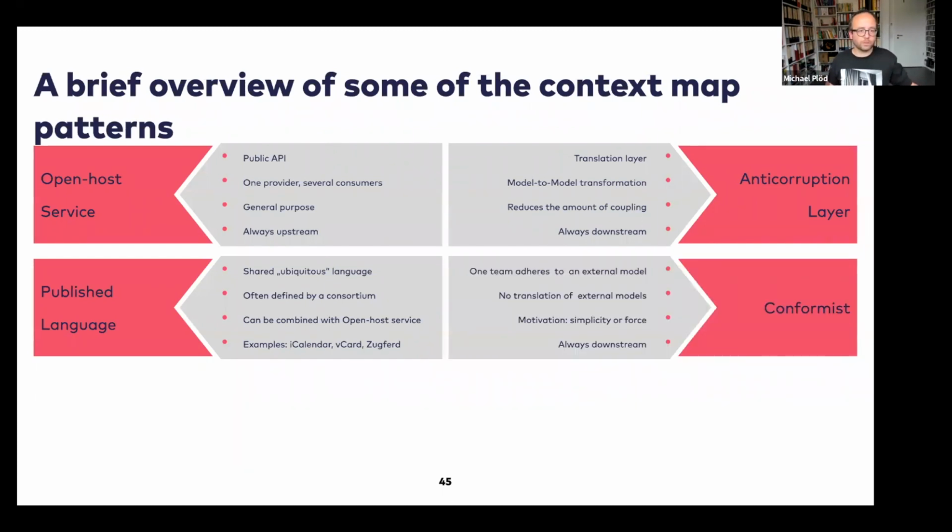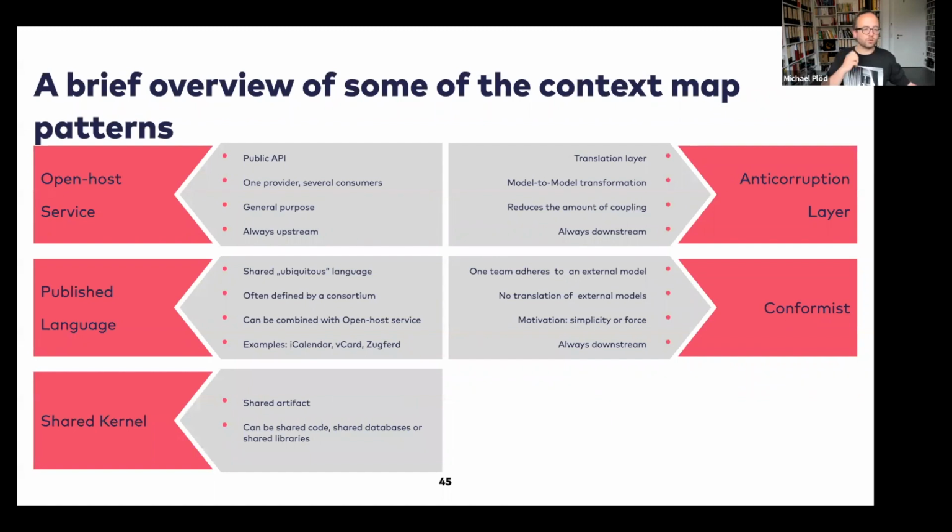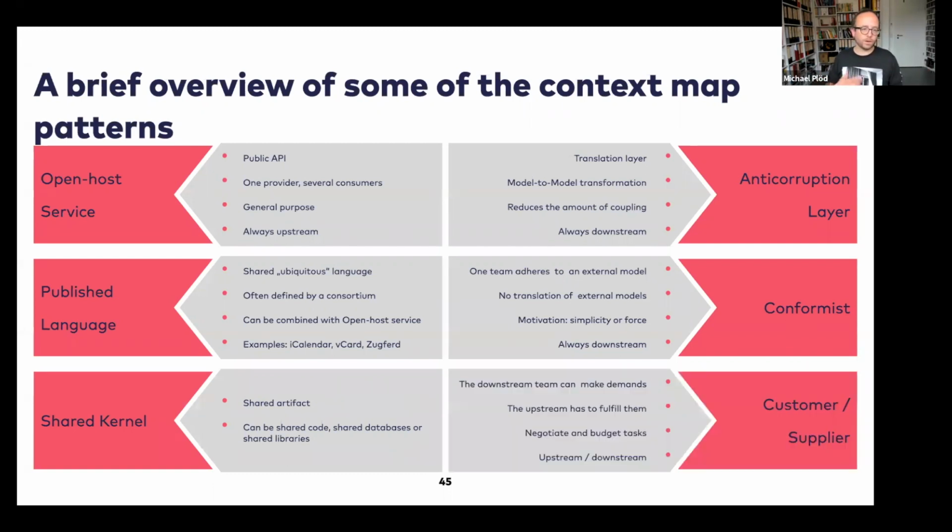A conformist is where one team totally conforms to the model of another team. The shared kernel is even stronger. They share artifacts such as a shared database schema, shared jar file, shared DLL, or something like that. Or a customer-supplier, where a downstream team can make requests to an upstream team. So, hey, we need that functionality, we need additional fields in a form or something like that. And they succeed with that.